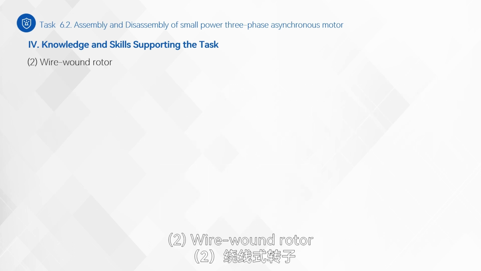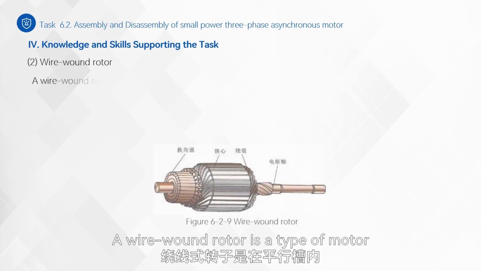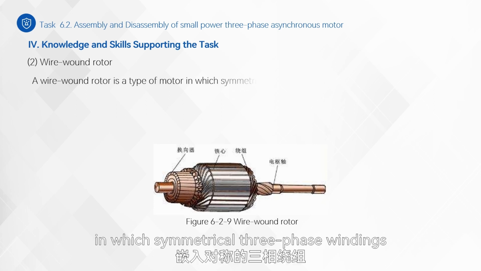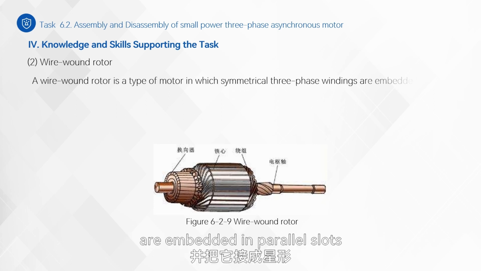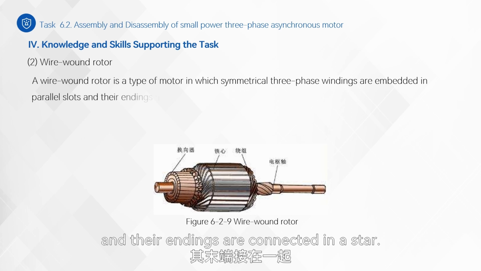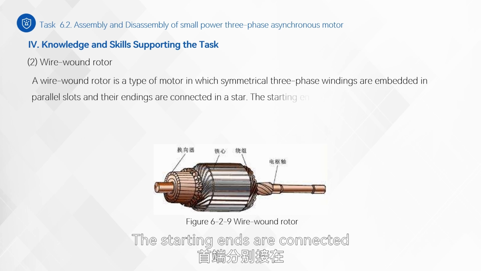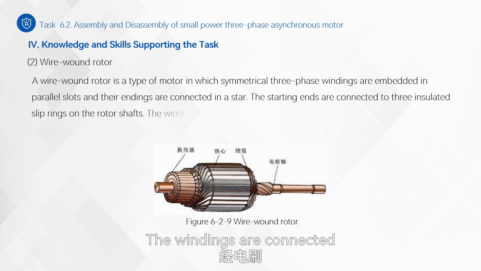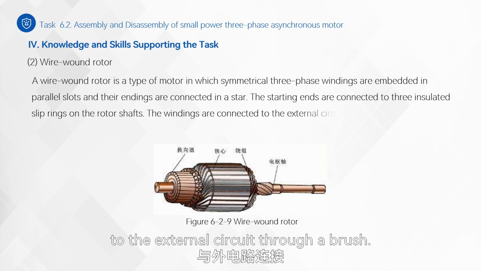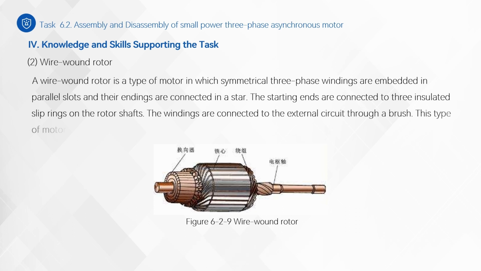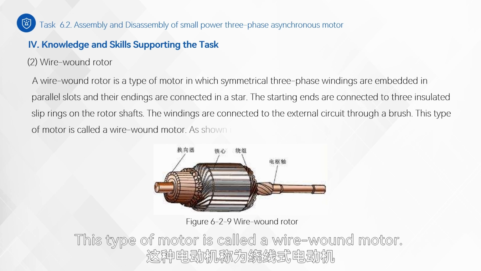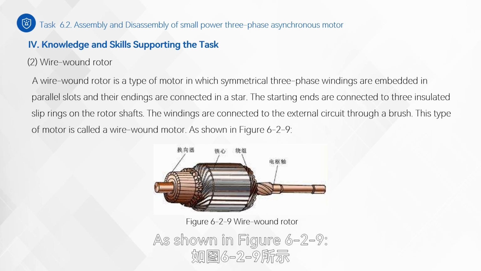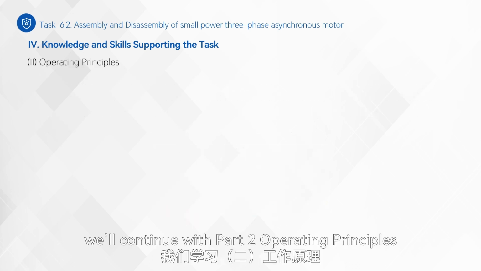2. Wire wound rotor. A wire wound rotor is a type of rotor in which symmetrical three-phase windings are embedded in parallel slots and their endings are connected in a star. The starting ends are connected to three insulated slip rings on the rotor shaft. The windings are connected to the external circuit through a brush. This type of motor is called a wire wound motor, as shown in Figure 6.2.9. Next, we'll continue with Part 2, Operating Principles.